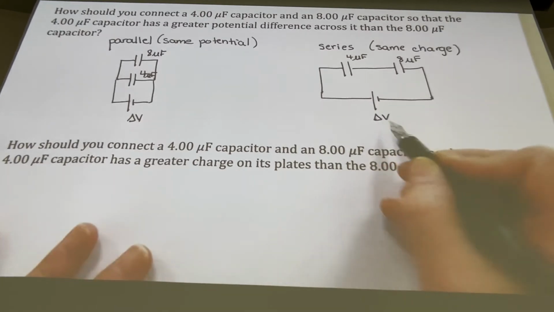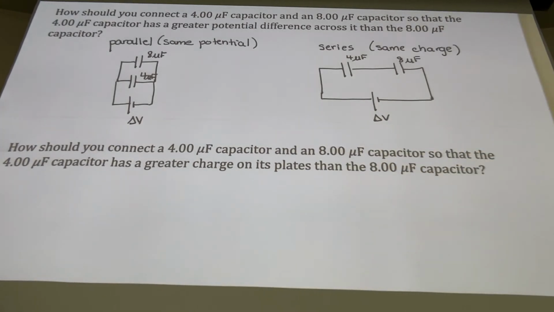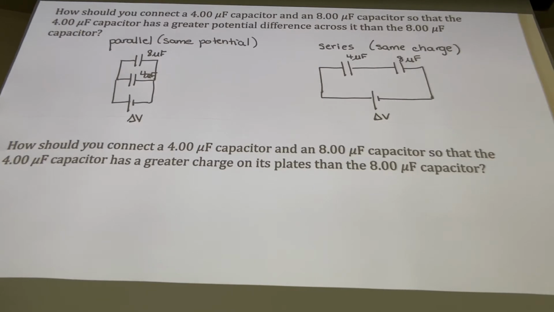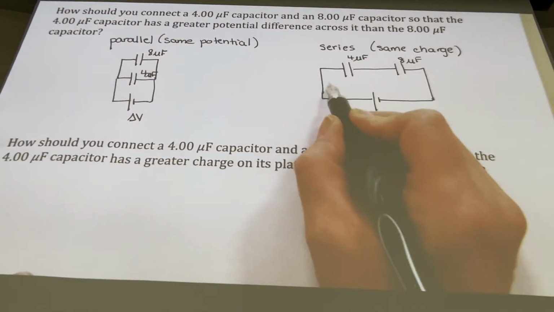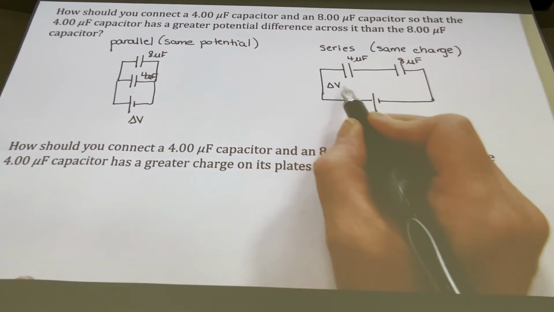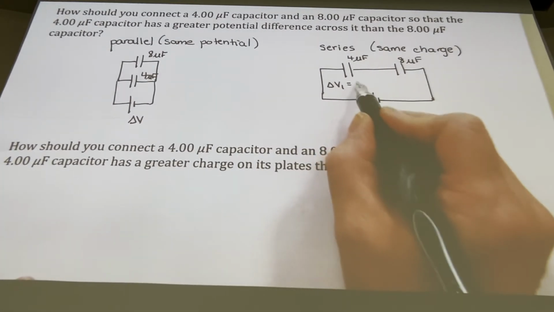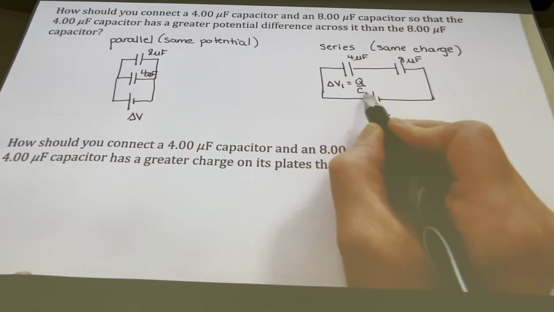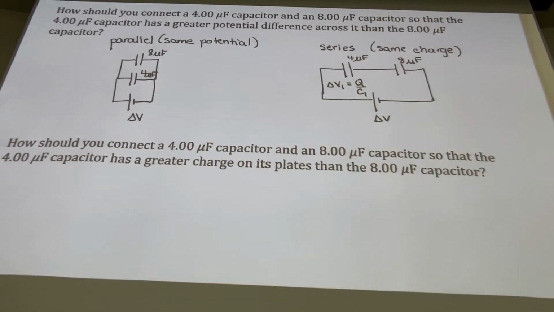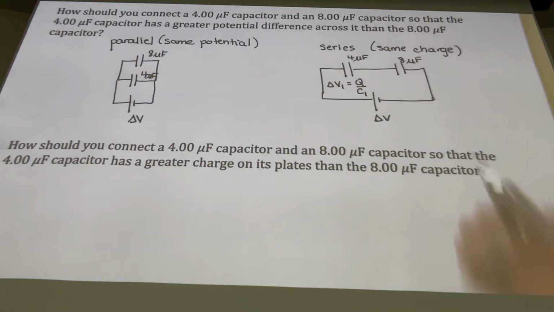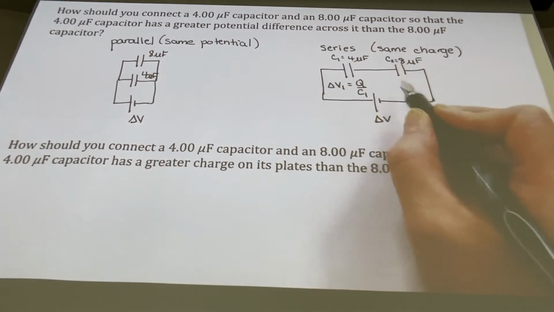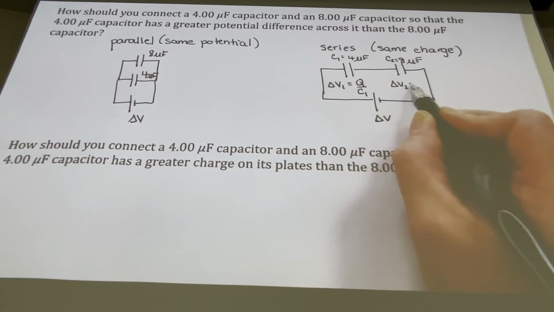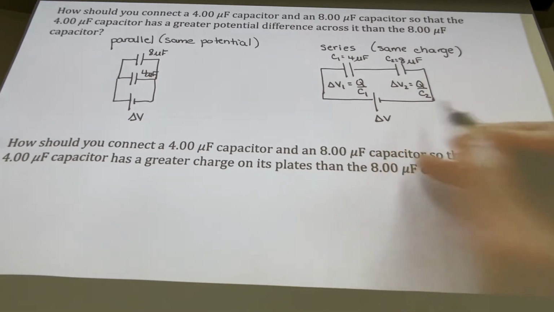So let's think about it. I could go ahead and do all the math, give myself a potential difference and calculate the charges. Let's try to be a little bit more slick about it. My potential across my 4 microfarad capacitor, I'm going to call that delta V1. That's the charge on it, divided by my capacitance C1. Okay, so that's how I would find the potential across that one. Likewise, on my second one, so call this one C1 and this one C2, on my second one, delta V2 equals Q over C2.